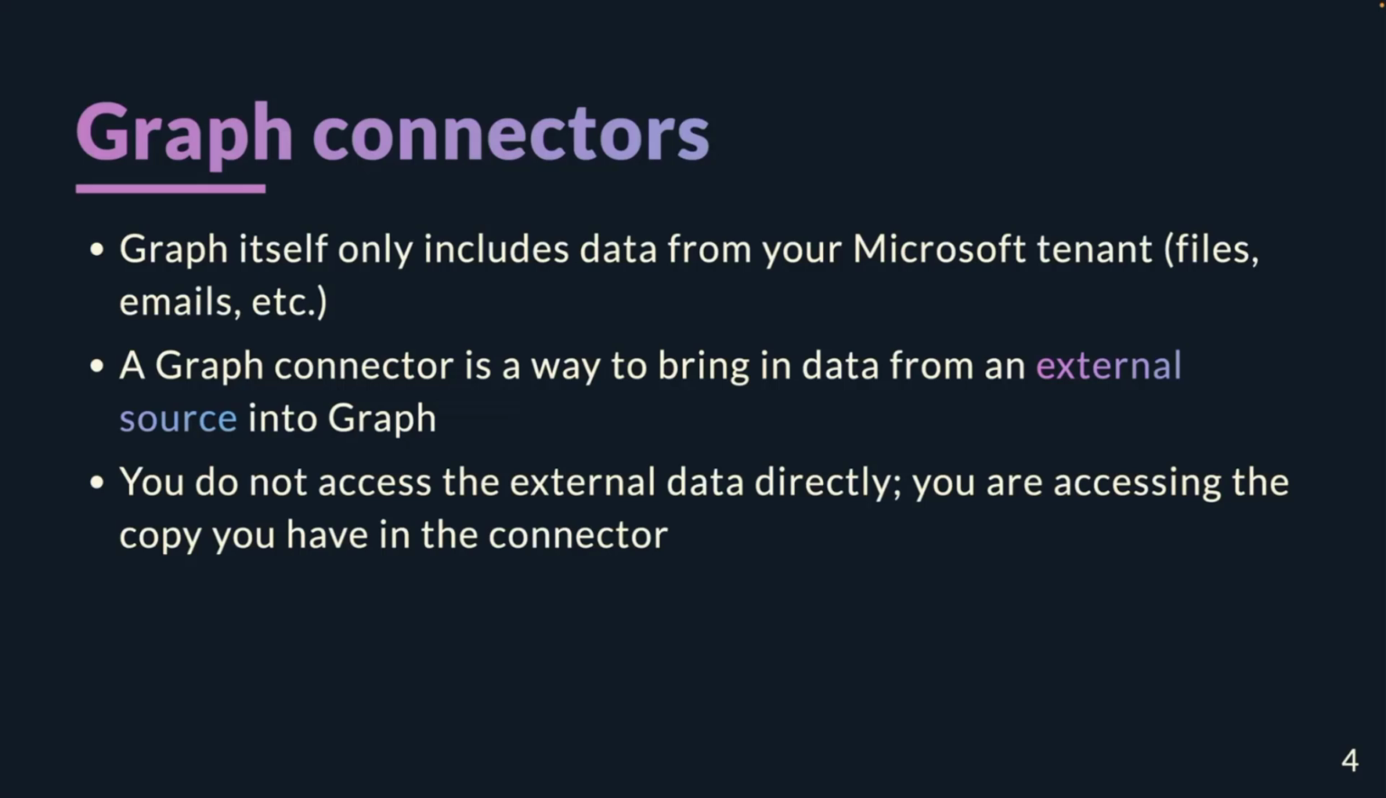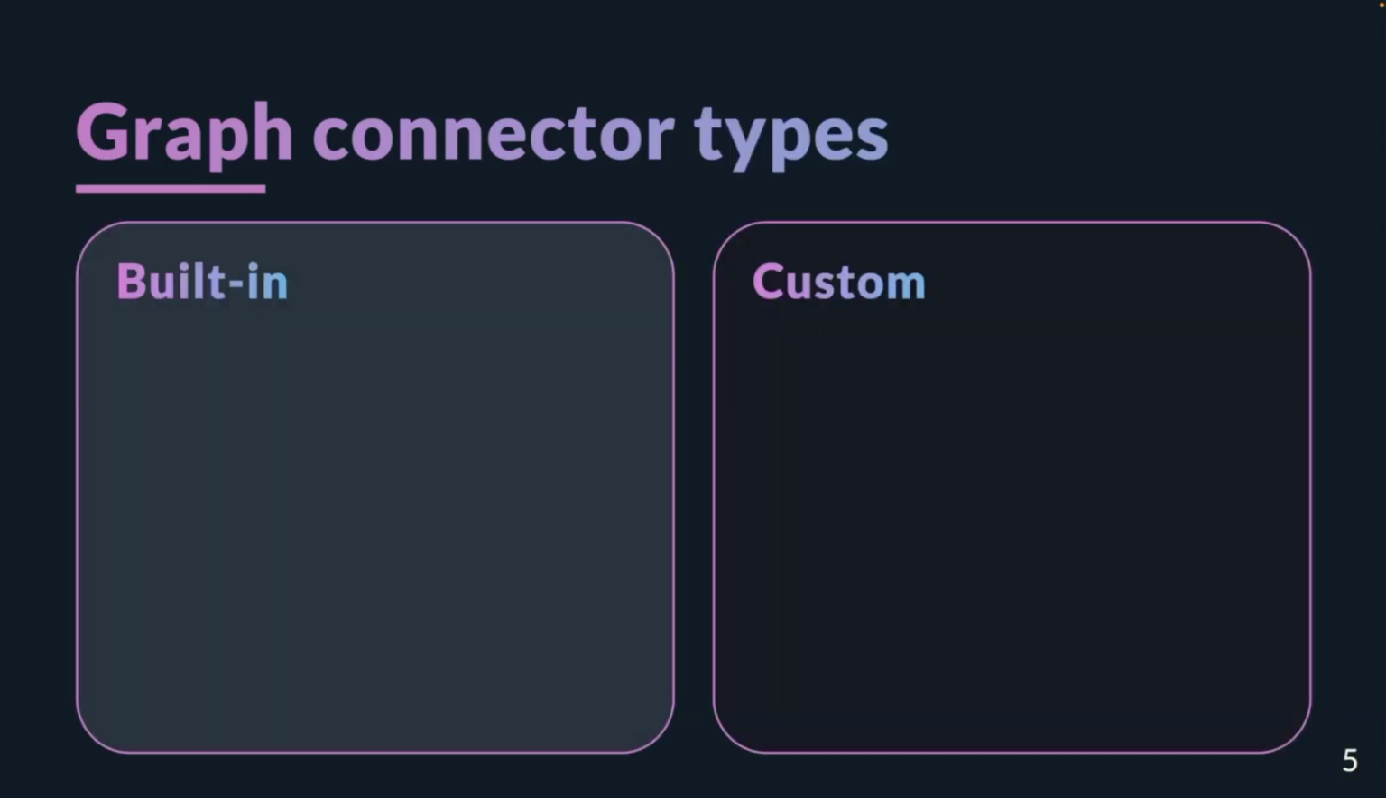One important note is that, unlike calling an API, you're effectively ingesting that data into Microsoft Graph. So it's a copy of the data. Ultimately, it's up to you to make sure it's kept up to date and any changes are reflected. You're not pulling down the live data as such. So there are two types of connectors. The first one is the built-in connectors. These are off the shelf, kind of a turnkey solution in a way.